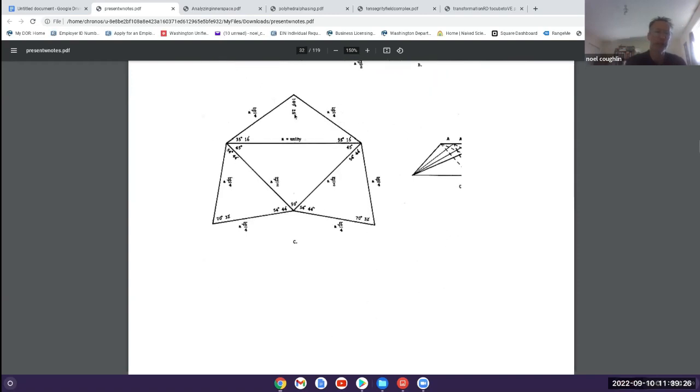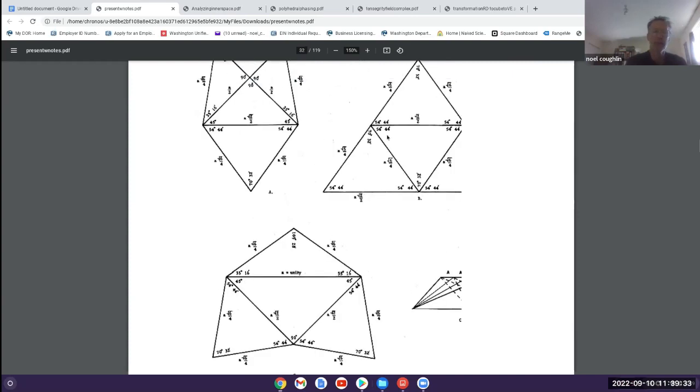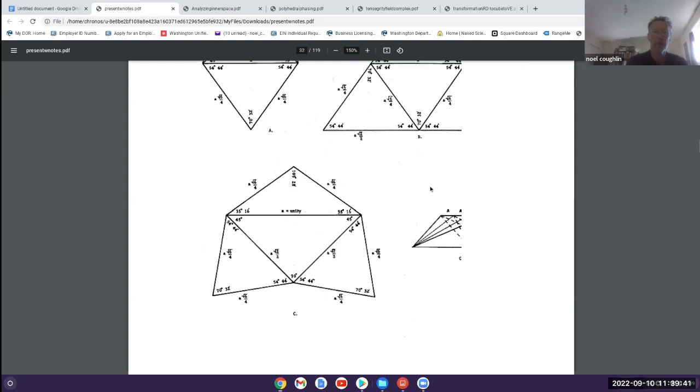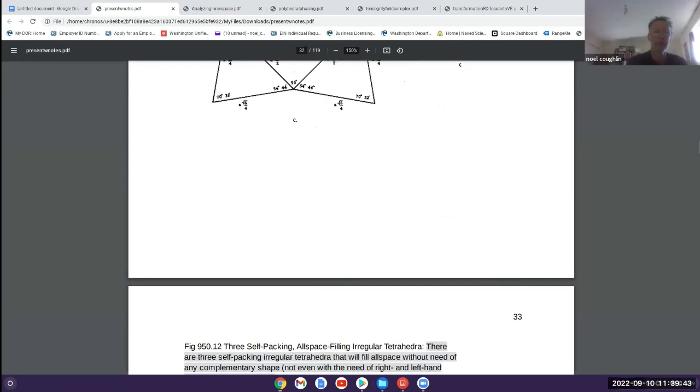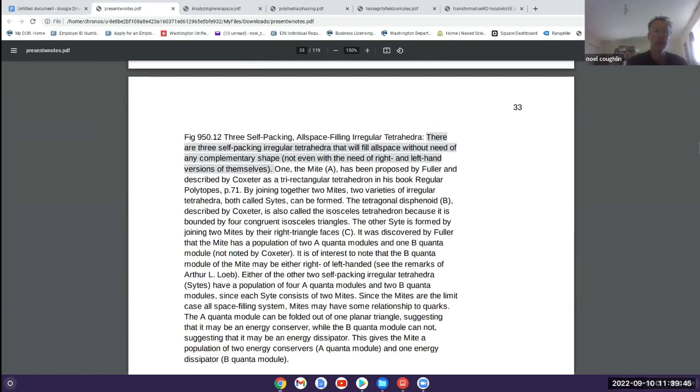tetrahedron. These are the angles when the tetrahedron is flattened out. This one's neat because all it needs is, oh, I'm sorry, this one is the one. This one only has 54 degree and 35 degree 12 minute angles. So only the neutral angles are being used. So there are 3 self-packing irregular tetrahedra that will fill all space without the need of any complementary shape.